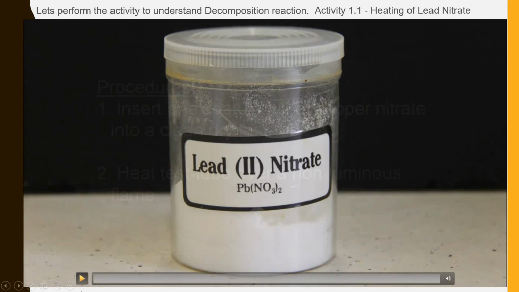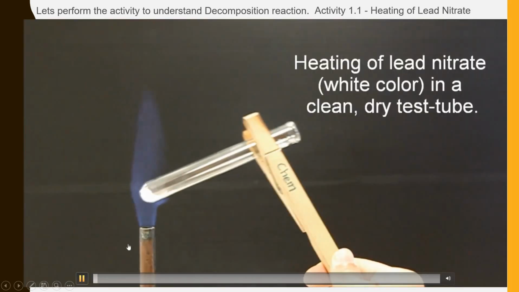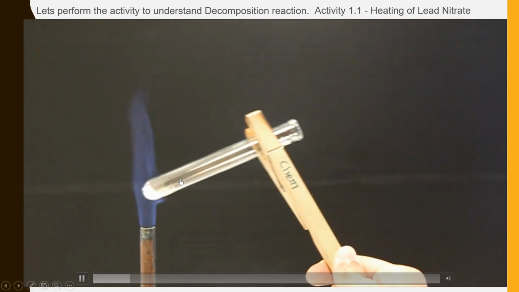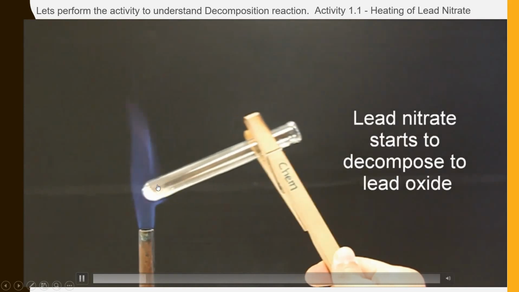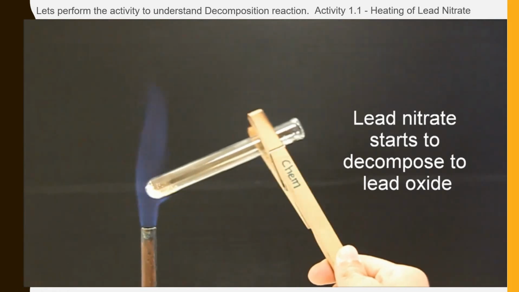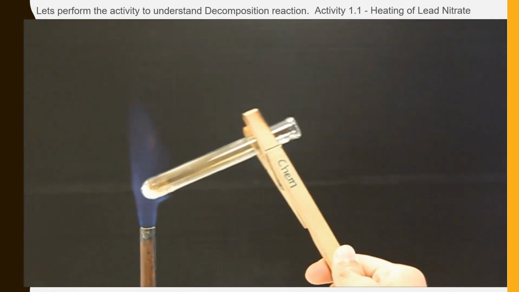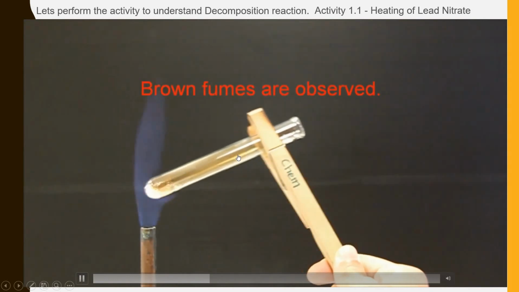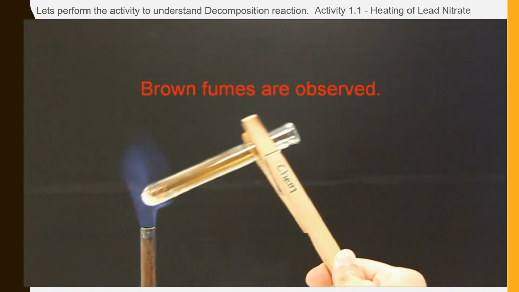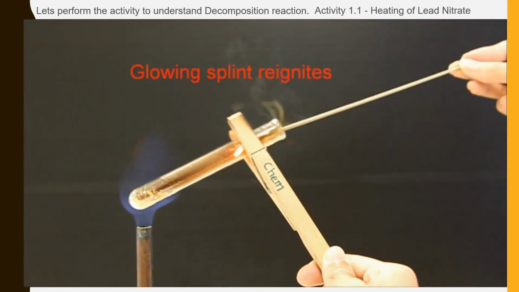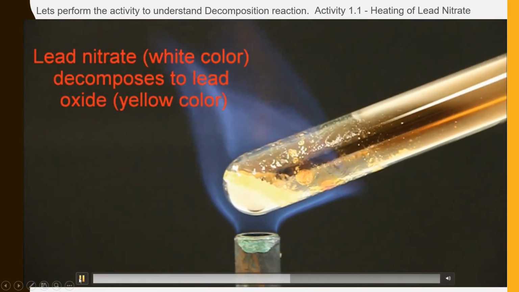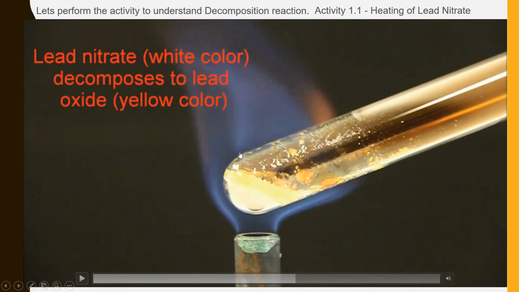Heating of lead nitrate. Take some lead nitrate, which is white in color, in a clean and dry test tube. Heat it over the flame. Lead nitrate will start to decompose to lead oxide. Meanwhile, you will observe brown fumes. If we bring a glowing splint, it reignites. Also, a yellow colored compound, lead oxide, will be observed.